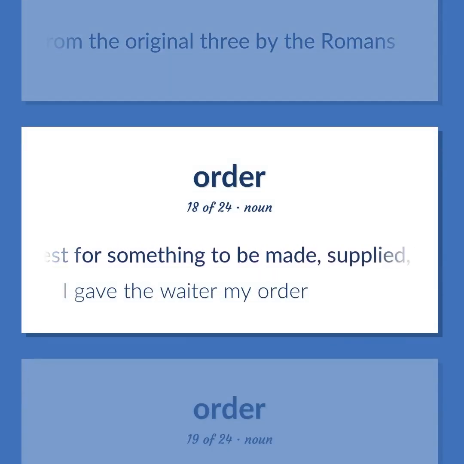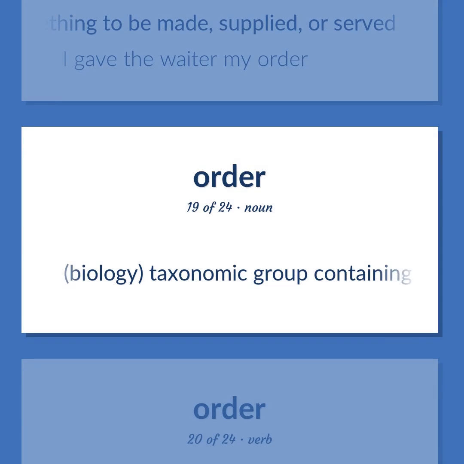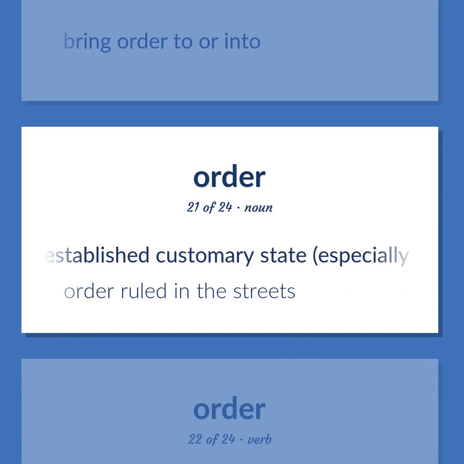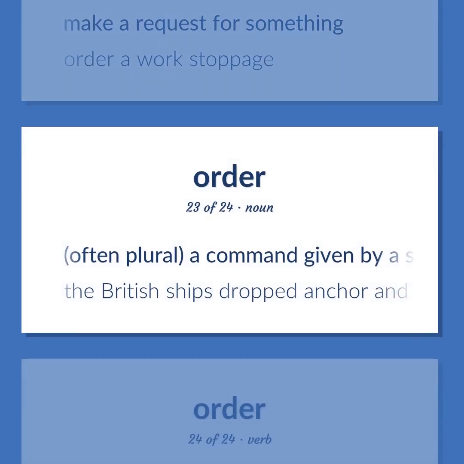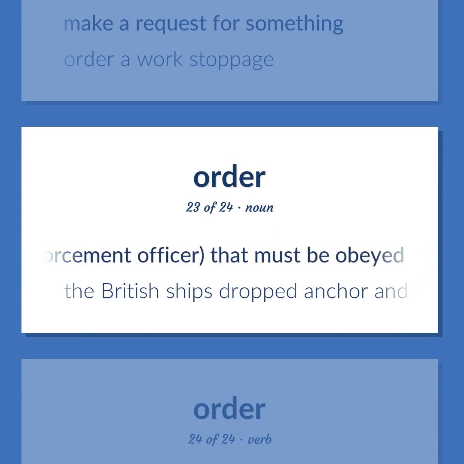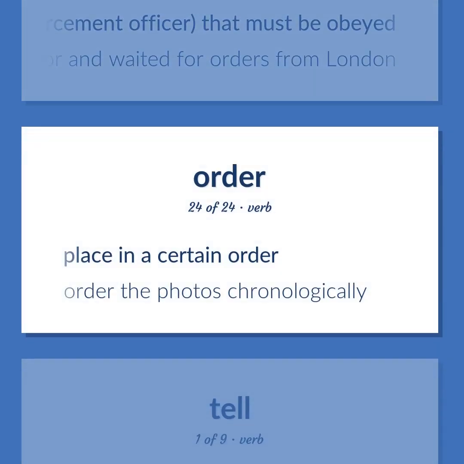A request for something to be made, supplied, or served. I gave the waiter my order. Biology. Taxonomic group containing one or more families. Bring order to or into. Established customary state, especially of society. Order ruled in the streets. Make a request for something. Order a work stoppage. Often plural, a command given by a superior, e.g., a military or law enforcement officer, that must be obeyed. The British ships dropped anchor and waited for orders from London. Place in a certain order. Order the photos chronologically.